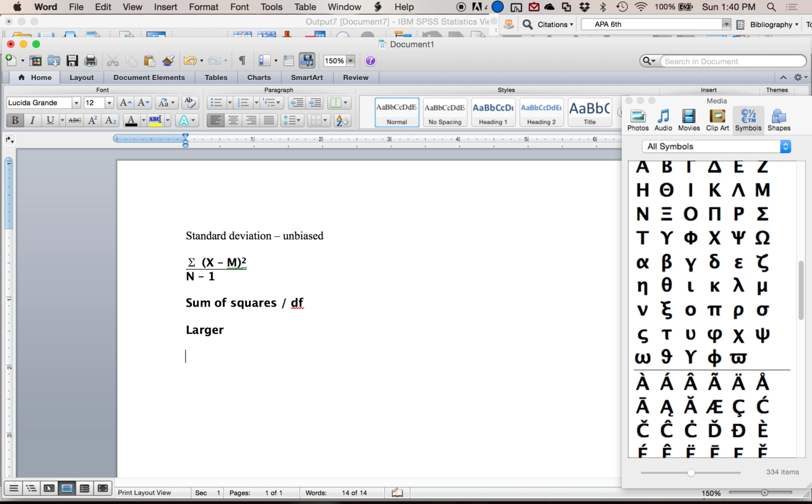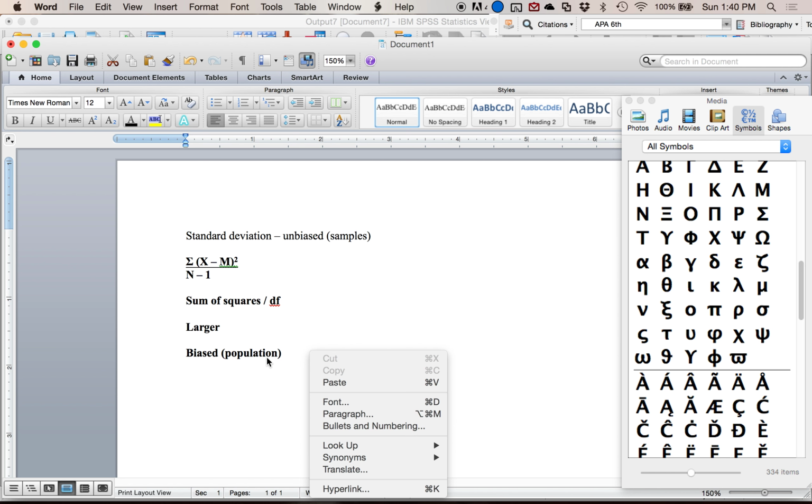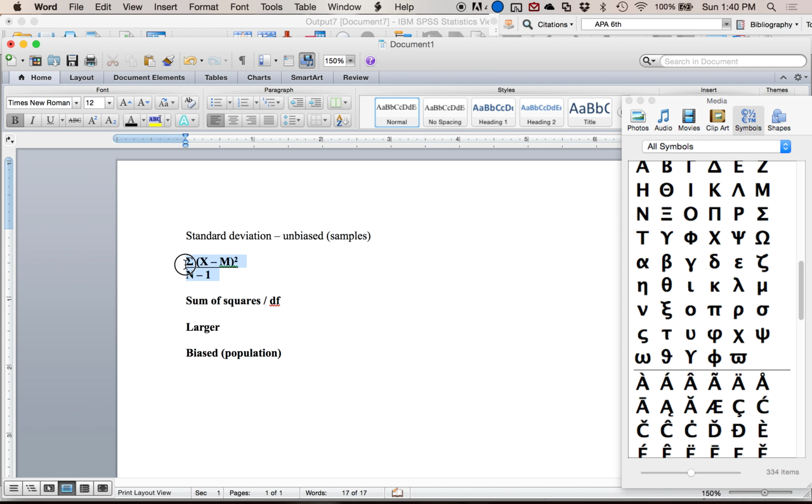However, most intro statistics books, in the social sciences at least, talk about the biased estimator first. So the estimator for the population, whereas unbiased estimators are usually on samples. When you're talking about biased estimators, we're going to use the same formula minus the fact that there's this 1 out here. So it's sum of squares divided by n.